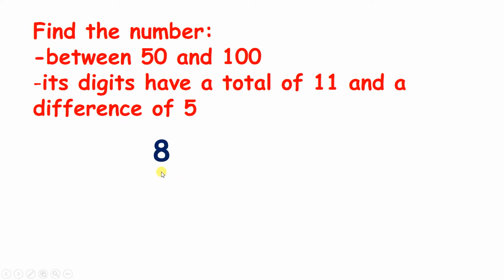Now let's try a tens digit of 8. If the tens digit is 8, to make the digits total 11, we need 3 units, and here we do have a difference of 5, because 8 minus 3 is 5. So all of the conditions are met, and our number is 83.